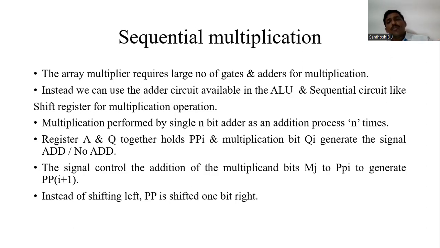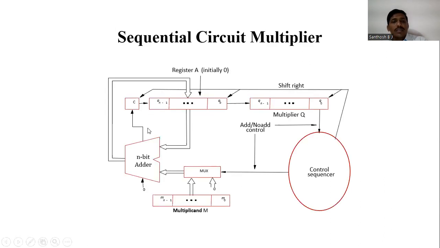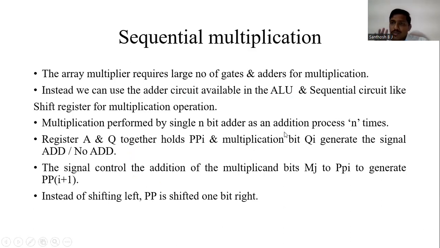Next, multiplication is performed by a single n-bit adder. In sequential multiplication, we use an n-bit adder, which is used for the addition process. Each and every time we can add; I will explain in the diagram. See, this is an n-bit adder, used only for the addition process. So you now understand that a single n-bit adder is used for addition, and you can add n number of times. That is one.